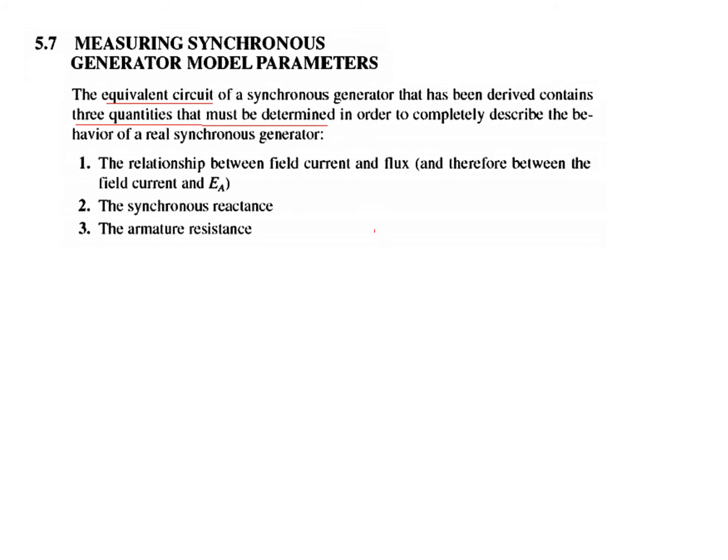Now measuring synchronous generator parameters. The equivalent circuit of a synchronous generator that has been derived contains three quantities that must be determined in order to completely describe the behavior of the synchronous generator. And what are those three quantities? The relation between field current and flux, and since flux is dependent on the induced voltage, therefore it is between the field current and the induced or generated voltage, here EA. The second parameter is the synchronous reactance of the generator, and third is the armature resistance.